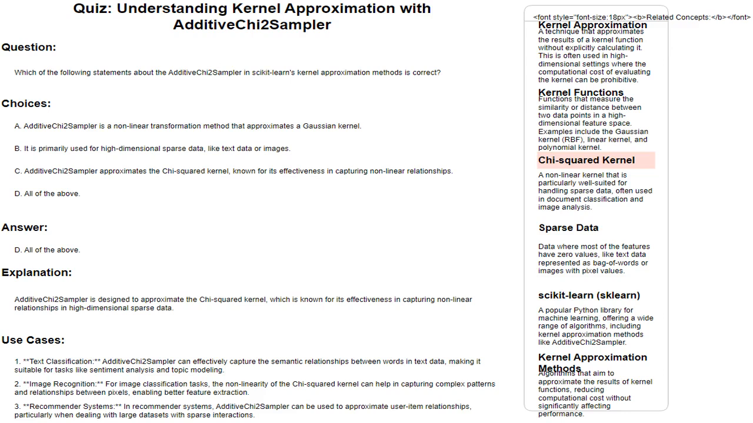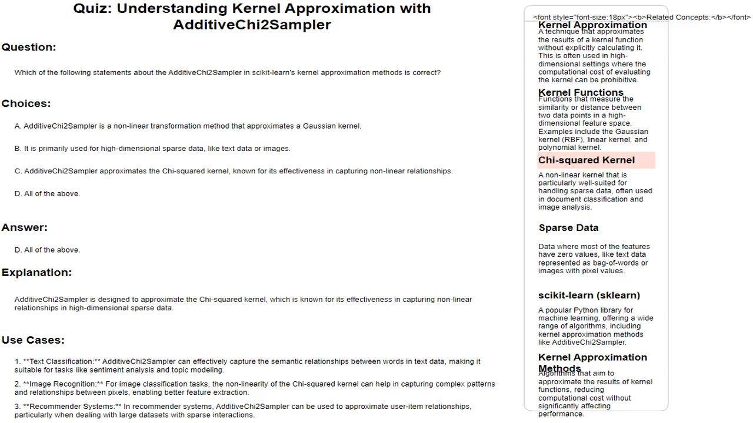K(x, y) = exp(-gamma * sum((xi - yi)^2 / (xi + yi))). In this formula, x and y are two data points, xi and yi are their corresponding feature values, and gamma is a parameter that controls the width of the kernel function. The formula calculates the similarity between x and y based on the difference between their feature values, normalized by their sum. This normalization helps to handle sparse data where many feature values are zero.